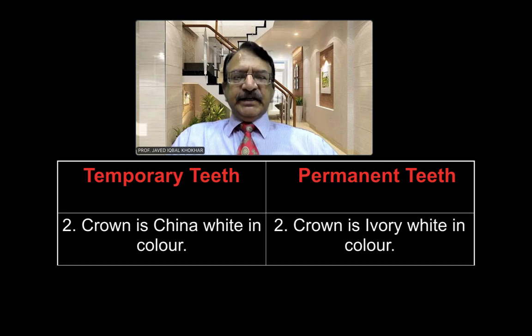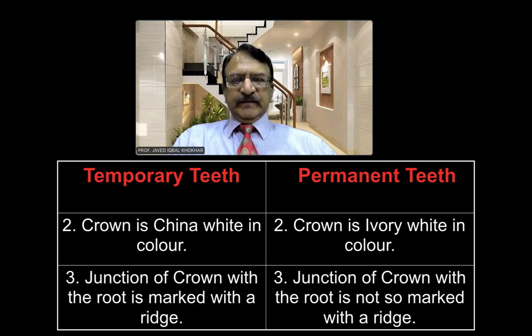Then the crown in temporary teeth is china white in color, whereas in permanent teeth it is ivory white, with a yellowish tinge, whereas the temporary teeth are whitish. In temporary teeth, the junction between crown and the root is marked with a ridge. There is a ridge between crown and root, whereas in the permanent teeth, the junction of crown with the root is not marked with a ridge.